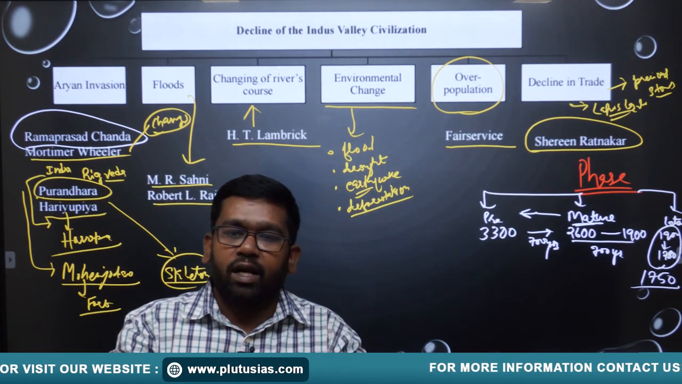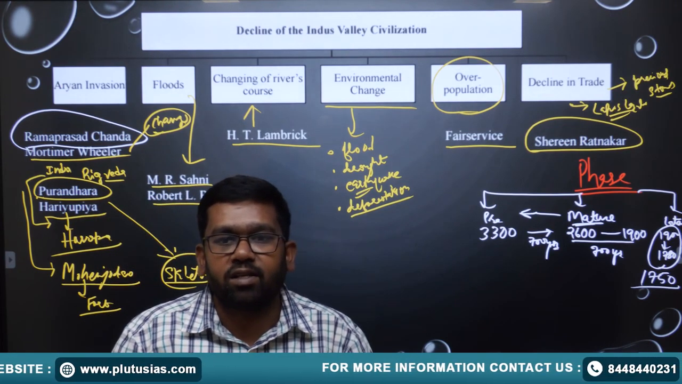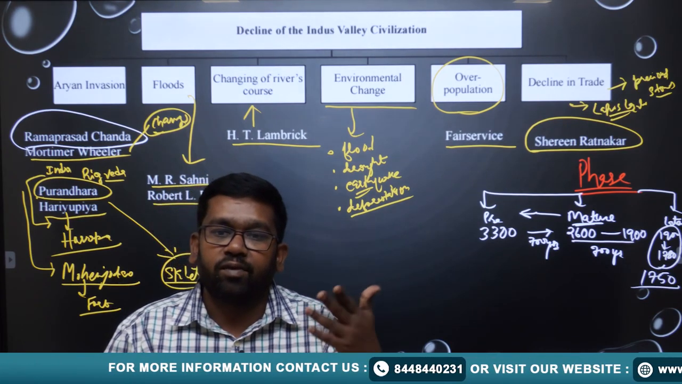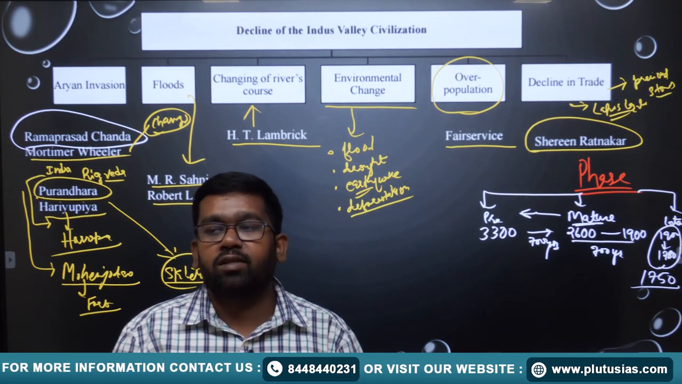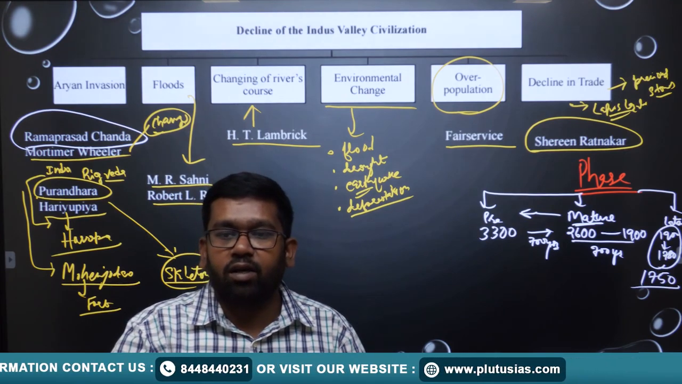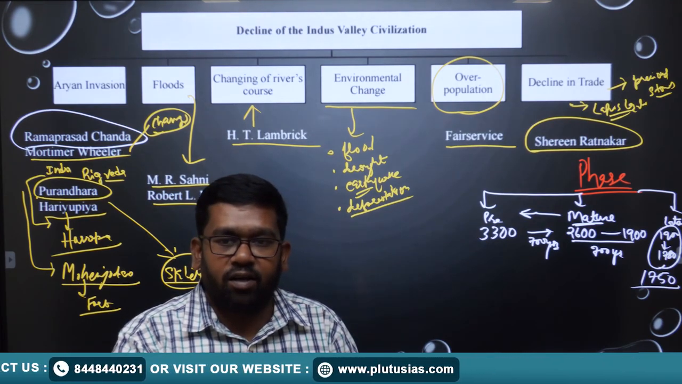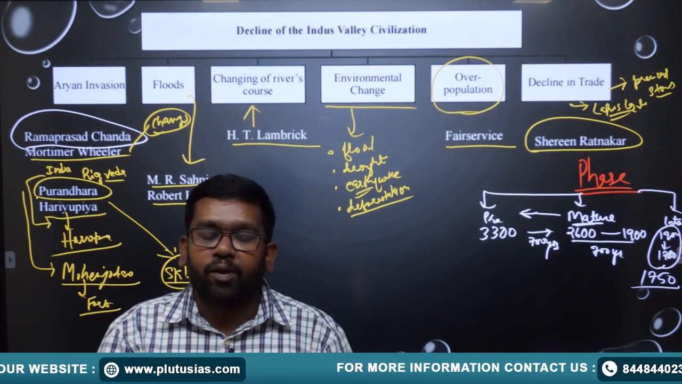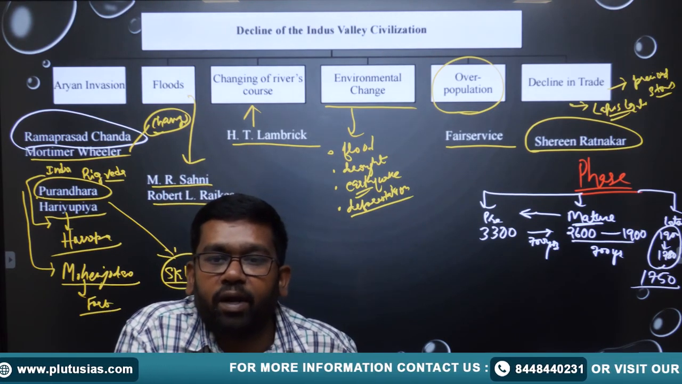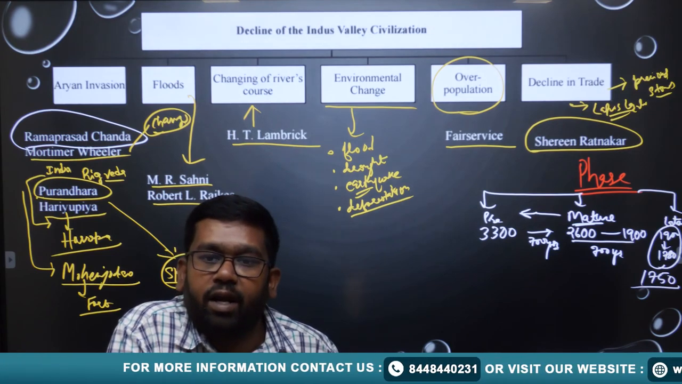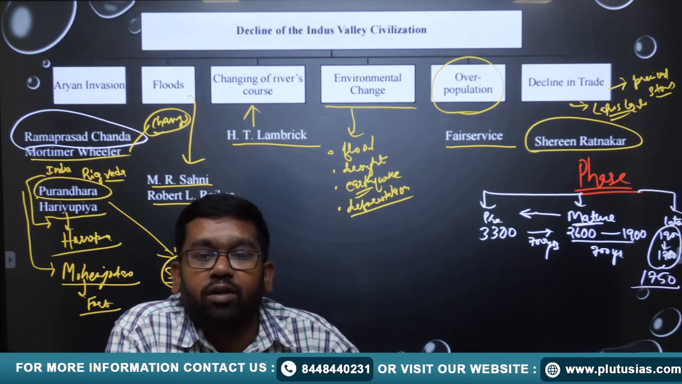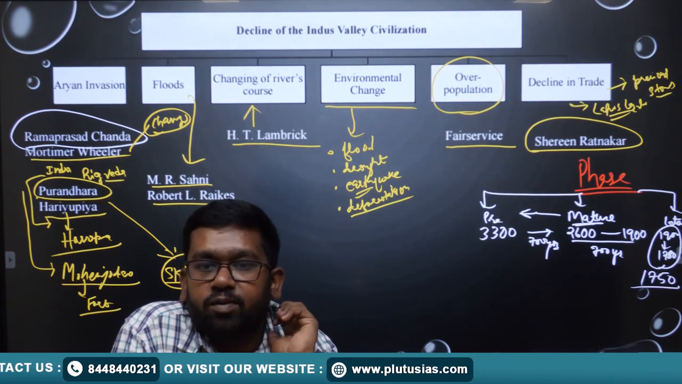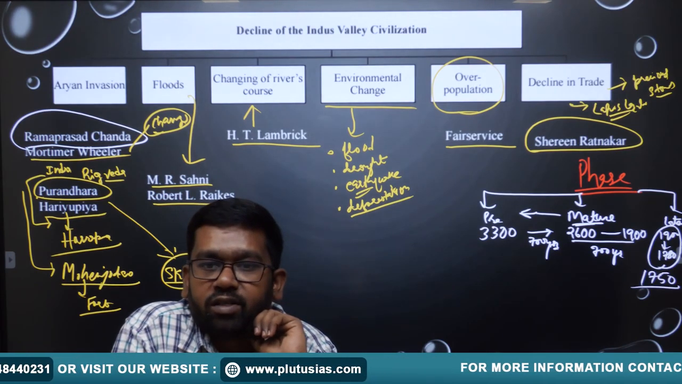So suppose there are 10-12 sites in the Indus Valley civilizations. One site declined from one region, other sites may decline from the other region. Suppose one city was dependent on some important aspects of trade. So when one site declined, the other site will also decline, because all these sites were dependent on each other for trade and commerce. So decline of trade is one of the main important aspects here, we come to understand.